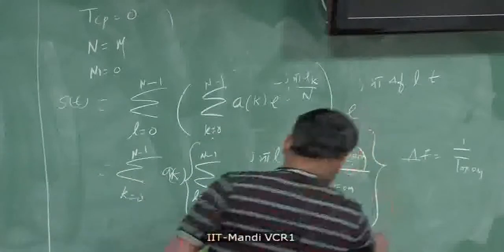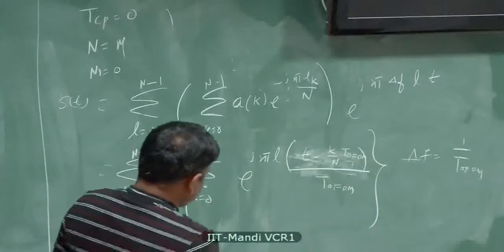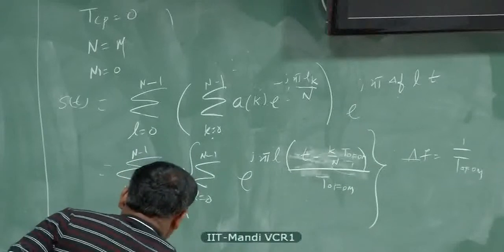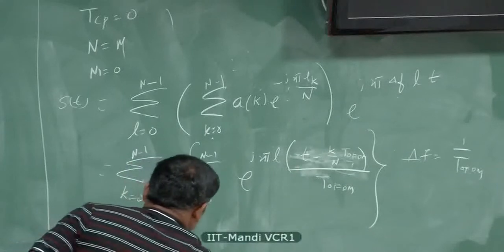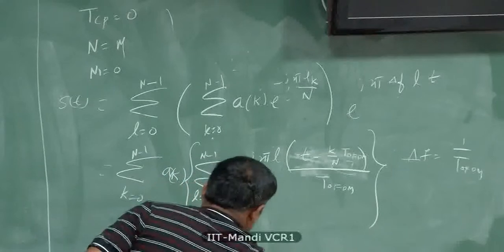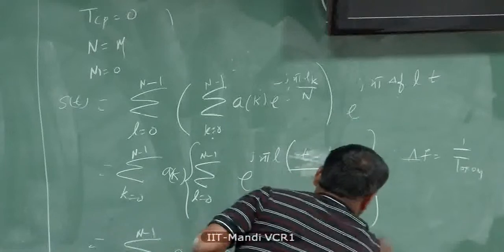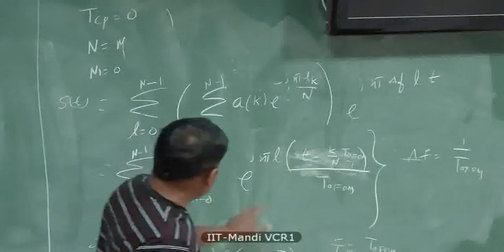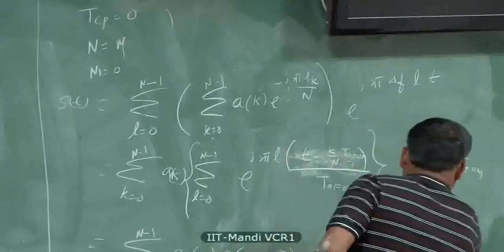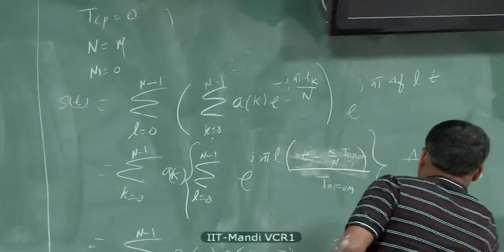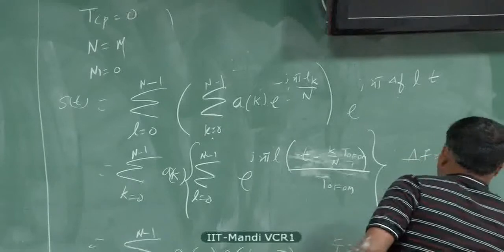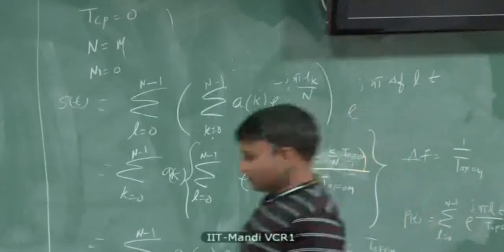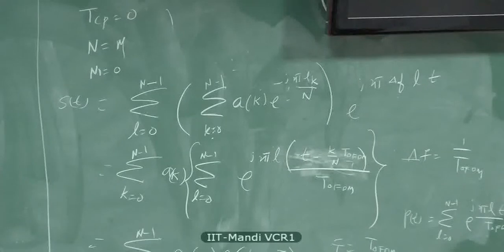So now this whole thing can be written as sigma k 0 to n minus 1 A of k, I will write as P of t minus k times T bar, where T bar is equal to T OFDM by n, and P of t is defined. Does it make sense?